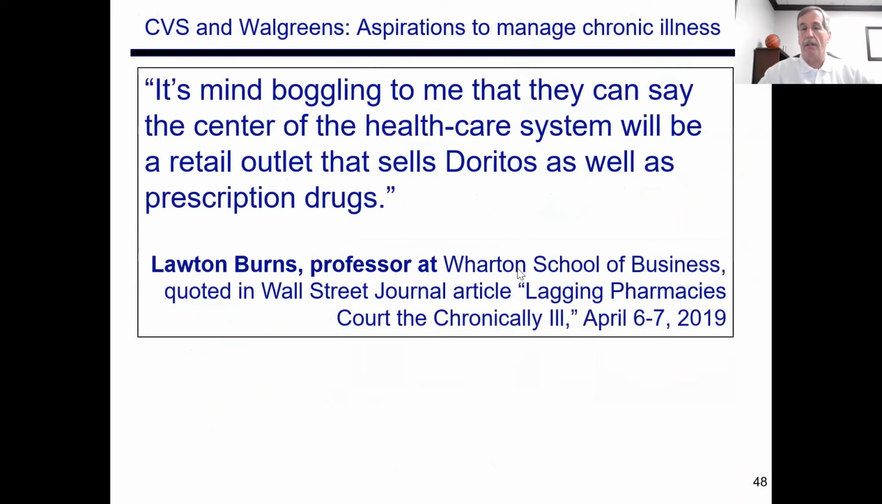Now there is an alternative view. This Wharton School professor had this quote about a year ago. I wonder if you're Frito-Lay, whether you like this publicity, that we got Doritos into a national article. But anyway, this person was not a fan of combining healthcare and snack foods. But of course, the market always wins, and if the market wants some aspects of healthcare at CVS or Walgreens or Walmart, it's going to happen.